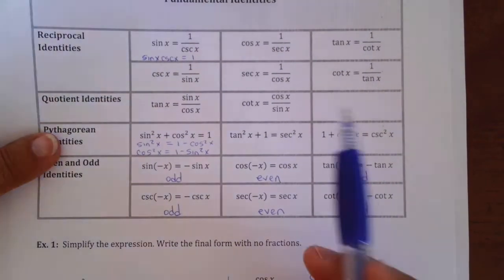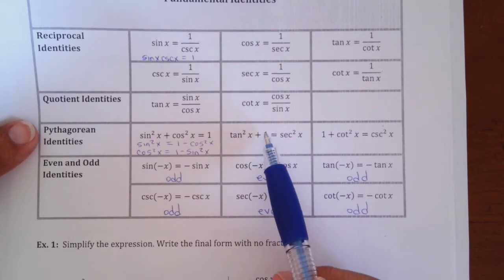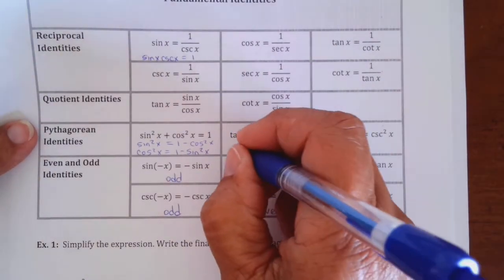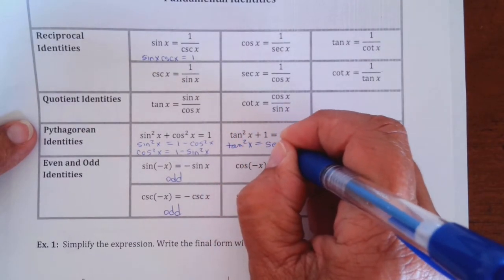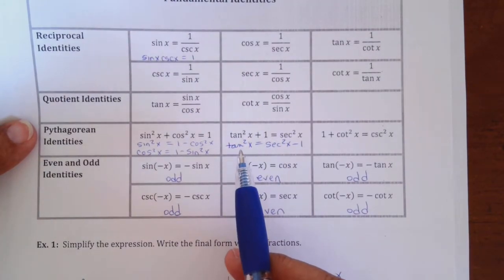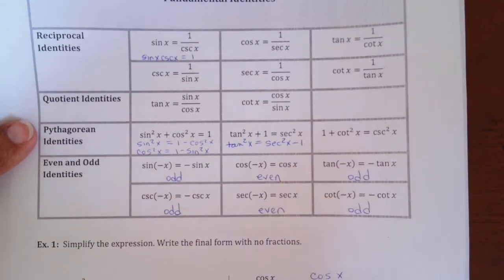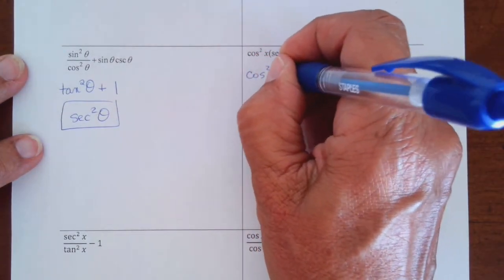So secant squared minus 1 is not listed here, but remember what I told you. I could subtract the 1 over. So if I did that, I would also get tangent squared of x equals secant squared minus 1. So that is an identity, and it's equal to tangent squared. So I'm going to switch secant squared minus 1 to tangent squared.